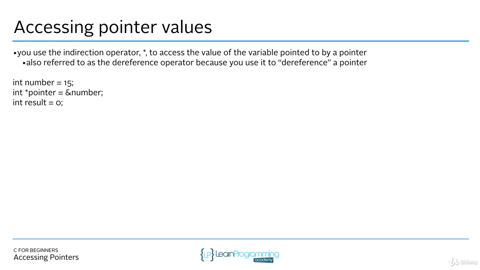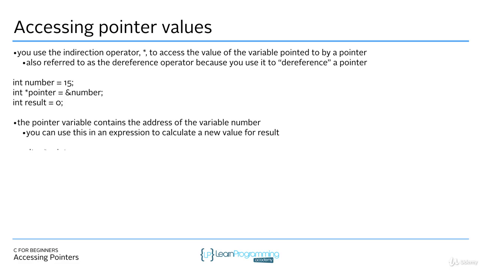For example, if you have a number equal to 15, you declare a pointer of type int pointing to an int, and you assign it the address of number using the ampersand. Now how do you get the value of what the pointer is pointing to? You can dereference it. The value that the pointer is pointing to is 15, because it's pointing to the address of number, which is 15. So the pointer variable contains the address of the variable number. You can use this in an expression to calculate a new value for the result.